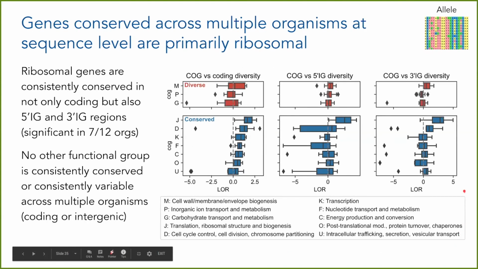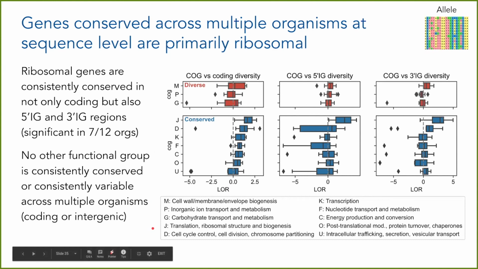And so again, we look for functional enrichment in these categories, functional enrichments within the top 5% of most conserved genes and top 5% of most sequence diverse genes based on either the coding region, 5' intergenic region, or 3' intergenic region. And we find that ribosomal genes are consistently conserved at the sequence level, not only in their coding regions, but also based on their flanking intergenic regions, with significant enrichment in 7 out of 12 of the organisms. However, we don't find any other functional group to demonstrate this sort of consistent conservation or consistent level of high variation across multiple organisms from either a coding or intergenic standpoint.